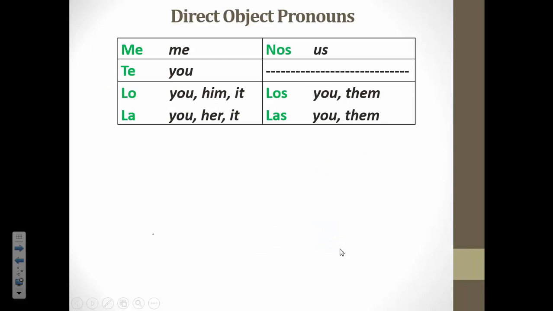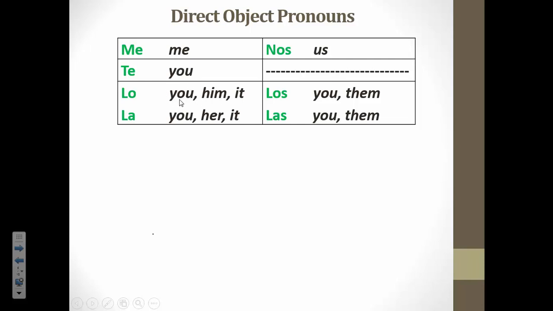Okay, so before we do part B of the note guide, let's go ahead and fill in part C because I have the direct object pronouns right here. Okay? Me, te, lo, la, nos, los, and las. So next to me, you're going to put me because that's what it translates to. Me means me. Te means you. Remember, this would be informal. Lo can mean you, him, or it.